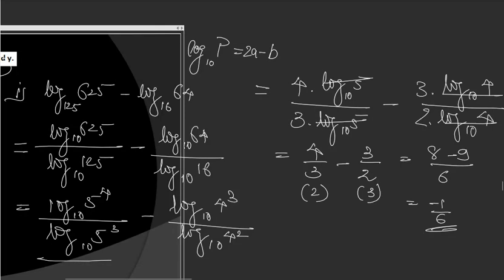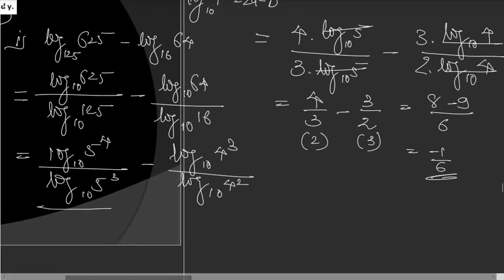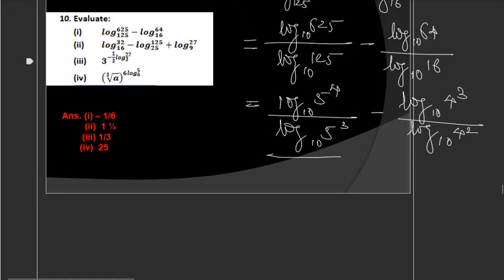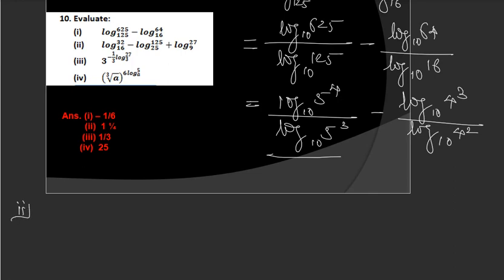Right, so this is how you solve the first question. Let's look at the second question. Log of 32 to the base 16 minus log of 125 to the base 25 plus log of 27 to the base 9.